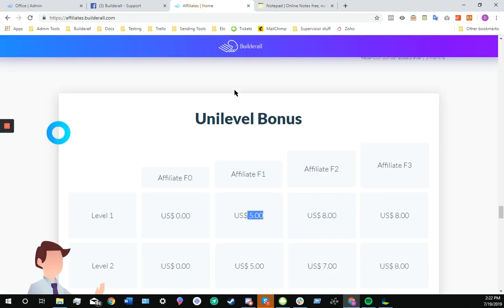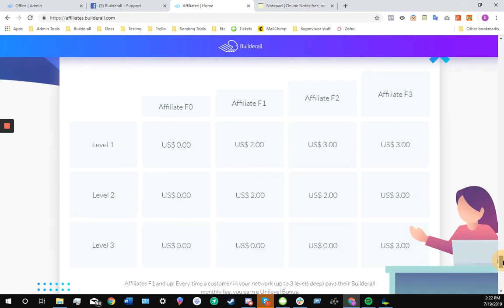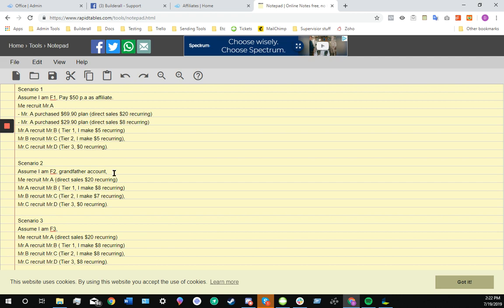But now, if we go with the assumption that maybe they purchased the 29.90 plan instead, then as we can see here, the bonus is actually going to be $2 when you're an affiliate F1. And again, you'll see the similar situation here. Same thing for Mr. C, level 2.